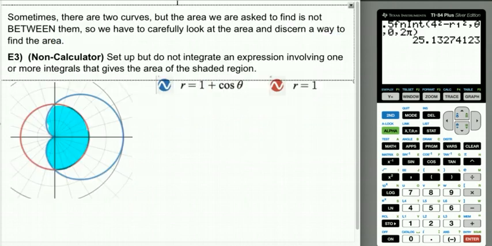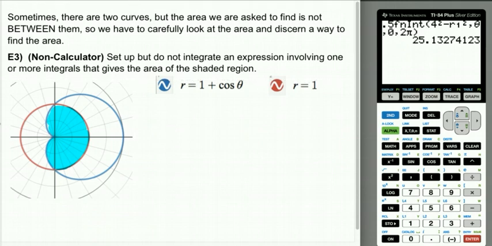All right, so moving on. Sometimes there are 2 curves, but the area we want actually isn't the area between the 2 curves, so that's what we're looking at here. You have to be really careful about what area you're looking for. This is a non-calculator question because we're setting up but not integrating an expression for the area of this shaded blue region, okay?